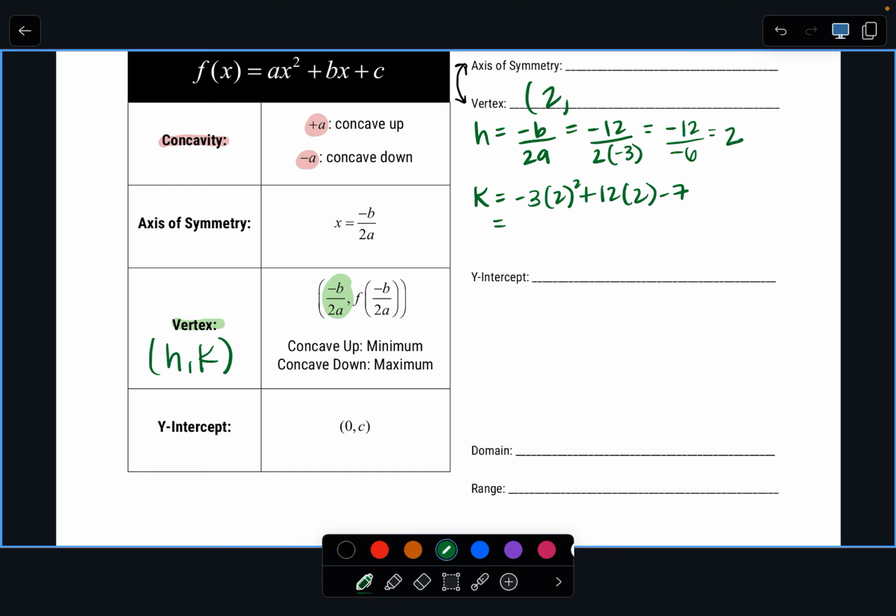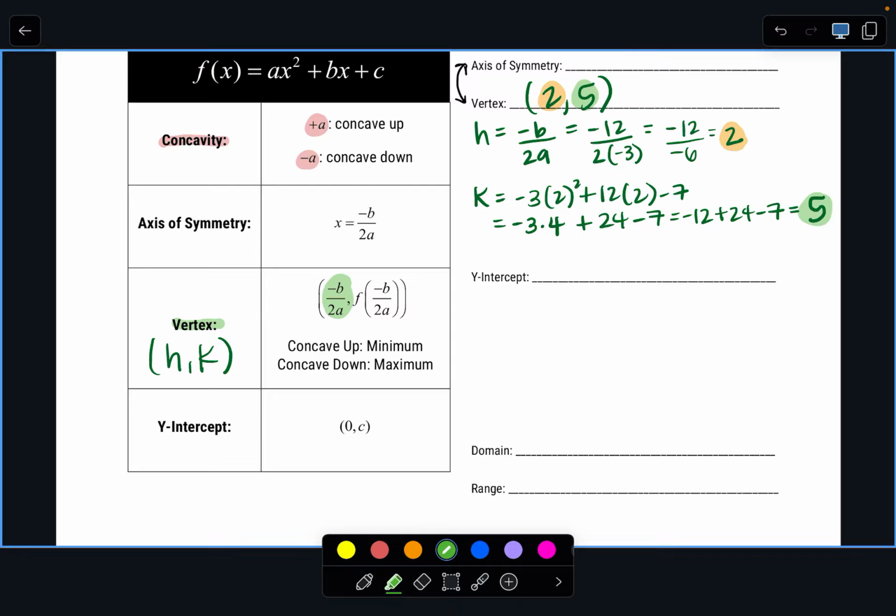So this is actually going to be -3 times 4 plus 24 minus 7. That's going to be -12 plus 24 minus 7, which gives me 24 minus 12 is 12. What's 12 minus 7? 5. So the y value of my vertex is 5. And just to highlight this so you can see it a little better, my 2 is coming from here, and we'll do green. My 5 is coming from here.